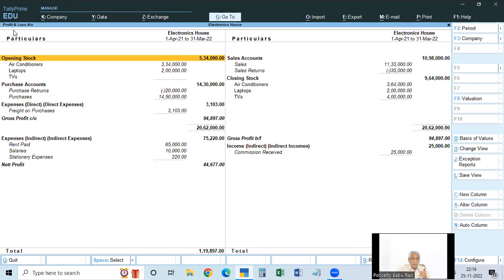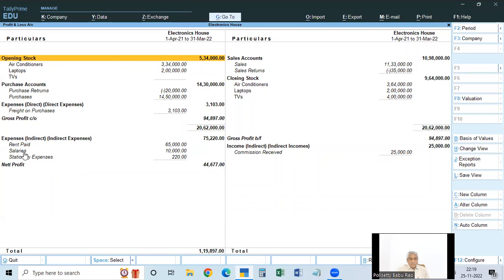But the name is only one, profit and loss account, not trading account. Up to the gross profit, we treat it as trading account, and below that, we treat it as profit and loss account. I told you now, opening stock and closing stock are compulsory. Purchases, sales, direct expenses, everything will be taken into the upper part, the trading account.